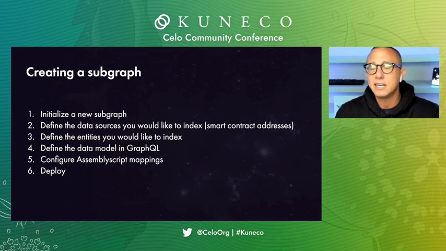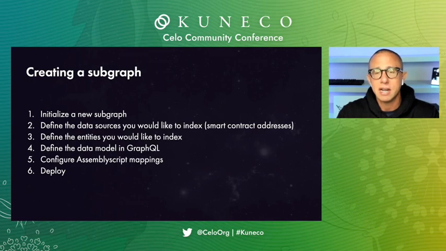So this could be a single or multiple smart contracts. So you can aggregate different smart contracts into a single subgraph. You then define the entities that you would like to index. So you don't have to index everything. You can index whatever you like. You can even combine different data into your own custom property or your custom entity.